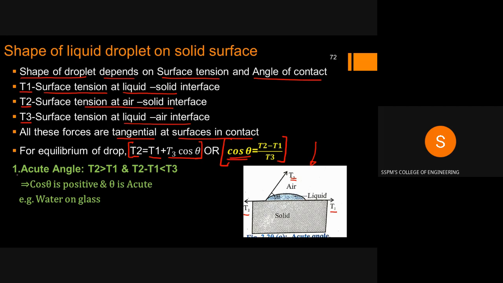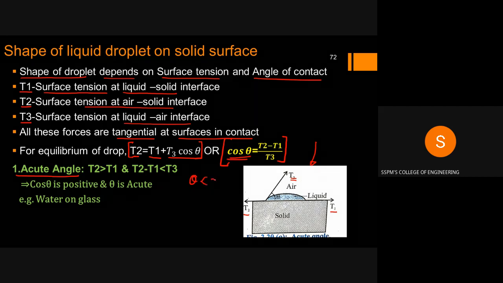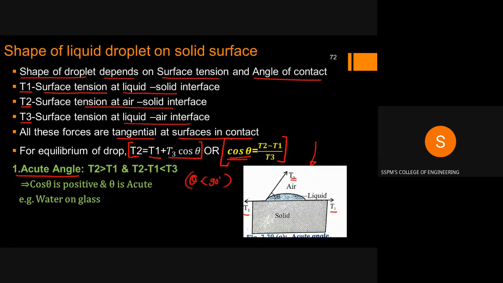Now the first condition is for an acute angle, so theta is less than 90 degrees. The tension T2 should be greater than T1, and T2 minus T1 is less than T3. If the numerator is less than the denominator, then and only then cos theta is positive and theta will be an acute angle. An example is water on glass. For a water drop on glass, theta is less than 90 degrees.